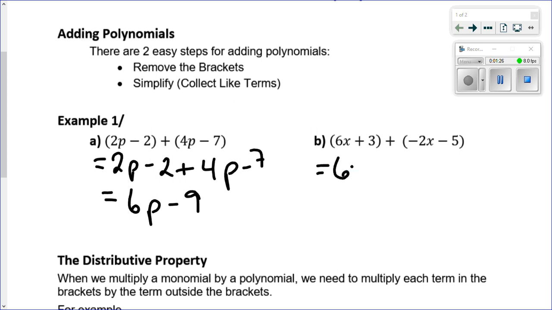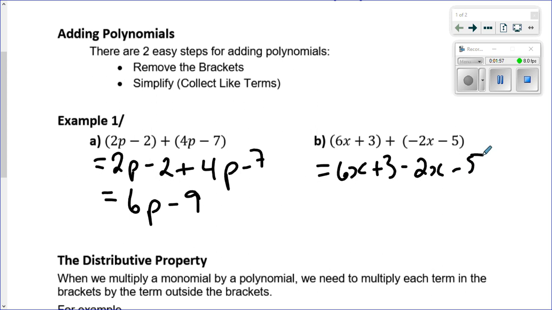So again, 6x plus 3. Now notice I have a plus minus 2x, or a plus -2x. When I have two different signs together, it ends up being a negative. Here we have a positive -5. So once again, it stays a -5.